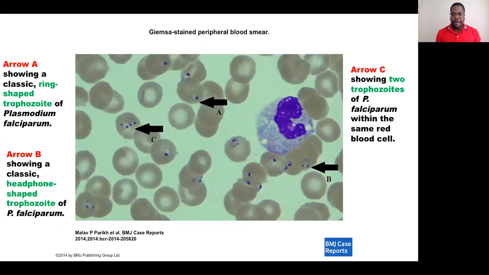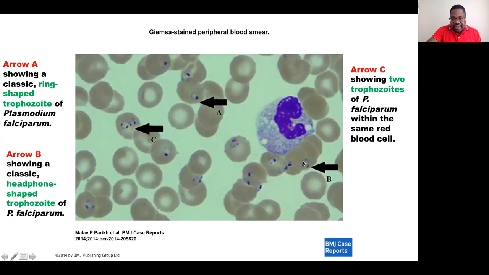So what do you see? Now, this is an example of a slide that you can see. All these are red blood cells. But in arrow A, you can see a classic ring shaped trophozoite of Plasmodium falciparum. This is what we call a ring, so you have a classic ring shape.